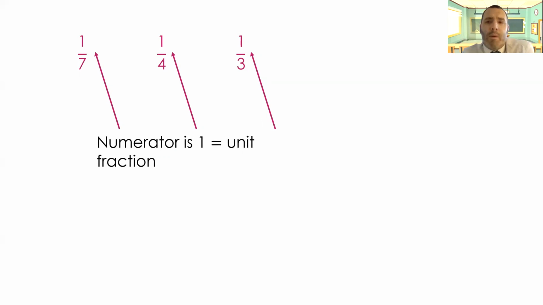So it's something we'll need to remember as we go through this, because there might be some questions that ask us what a unit fraction is. So if your numerator is 1, it is a unit fraction. So any of these, 1/700, 1/2, 1/3400, and 1/19, they're all unit fractions because the numerator is 1.